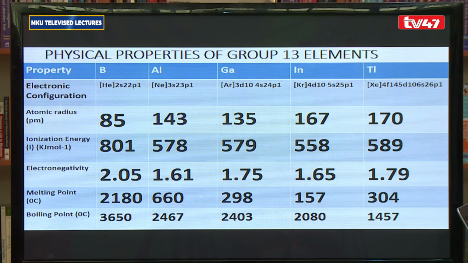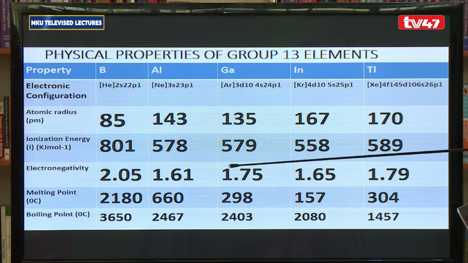The f orbitals have very poor shielding properties, and so once you add f electrons in an atom, the overall effect that is felt is the increase in the effective nuclear charge, and that is what we call the lanthanide contraction. So between gallium, indium and thallium, we have lanthanide contraction, and that is why the atomic radii increases only minimally. The same case applies to ionization energy, it is not so uniform.